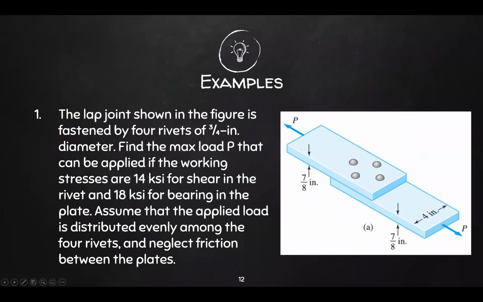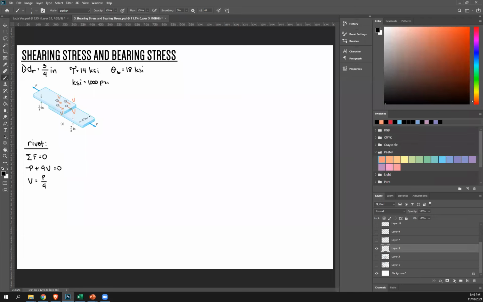So you can solve it this way, or you can just use logic. Since P is distributed uniformly upon the rivets, all the rivets are each carrying a fourth of that force. Hence, the shear force is just P over 4. You can immediately write P over 4, that's fine, or you can go through the equilibrium equation. Now I have the shear force.